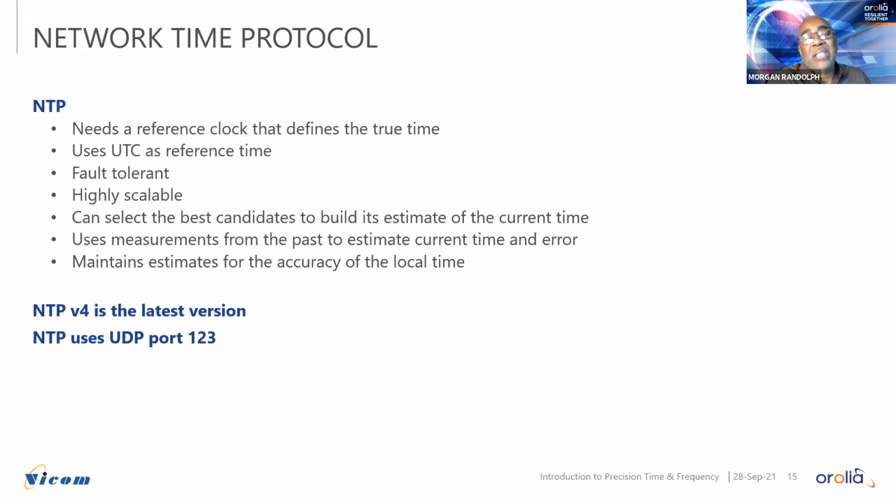It can select the best candidates to build its estimate of the current time. It uses measurements from the past to estimate current time and errors, and maintains estimates of the accuracy of the local time. On our device, the SecureSync, you have a window that shows you, out of the box, it defaults to UTC time, but you can show the local time if you choose to program it and set it up that way. Basically, there's a lot of flexibility there.